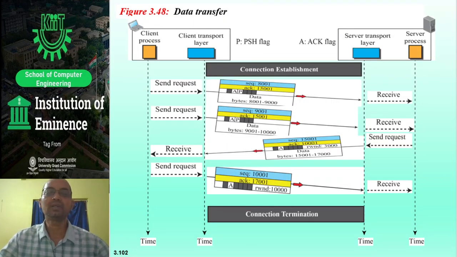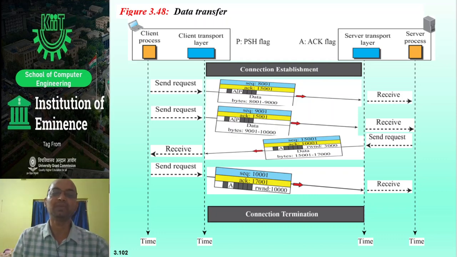Now this is the data transmission. The next phase after that is called the data transmission phase. Once the connection is established, anybody can send a message and can expect the acknowledgement within the round trip time. So the client sends a message with sequence number 8001 and it also sends the acknowledgement for the previous packet it received: ACK 15001 means I have received up to 15,000. I am expecting 15,001 next time.